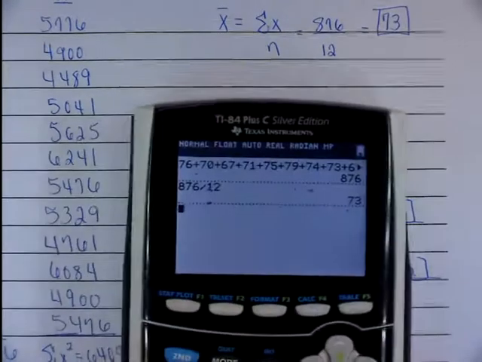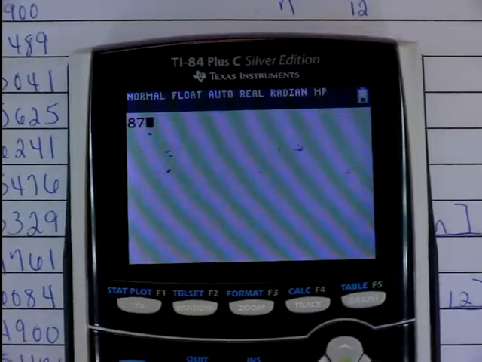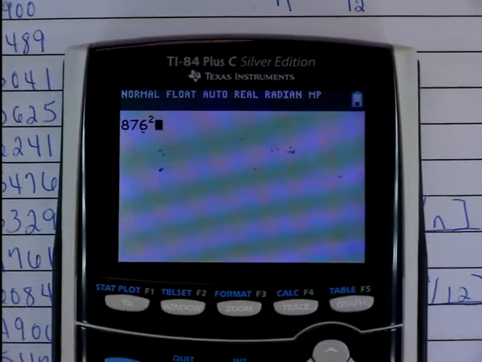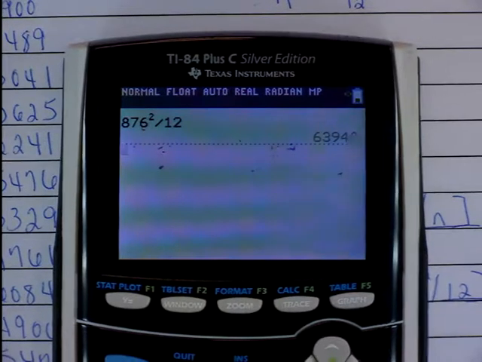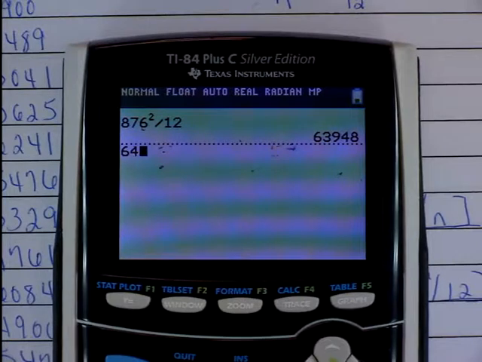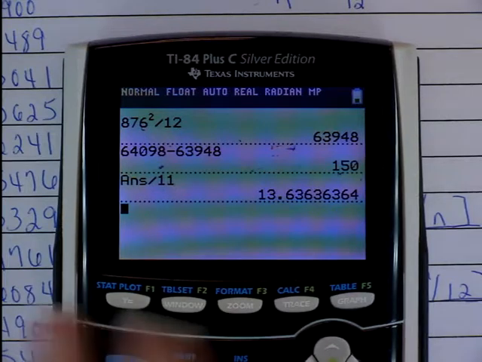To see this on the calculator, you would do the 876 and square it, and then you would divide by the 12, and that's the number in the brackets, and you subtract that from the 64,098. So I'm going to do minus second answer, or you could say minus 63,948, and then you divide by 11. The variance is this number. I'm going to write it down.